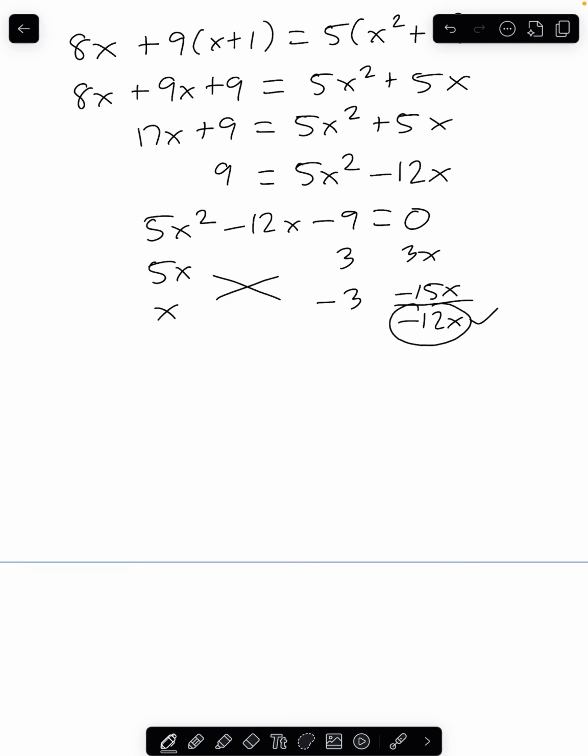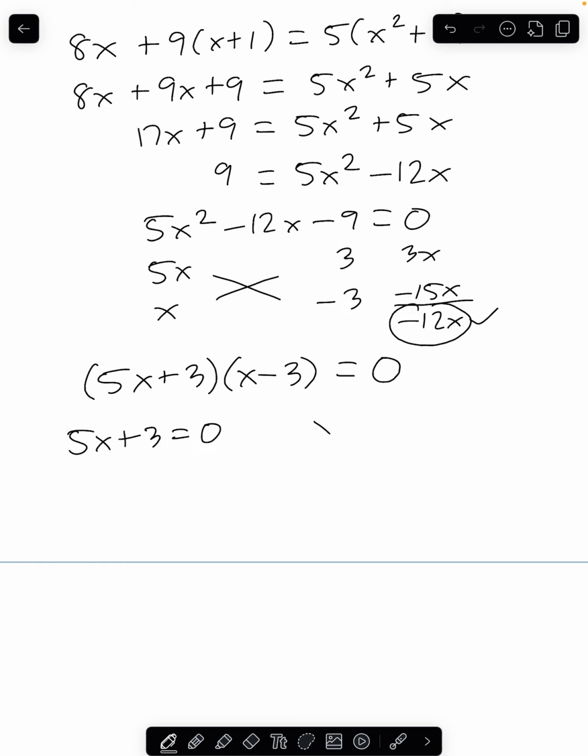So this quadratic factors to 5x plus 3 times x minus 3, and that's equal to 0. Now zero product property: 5x plus 3 equals 0, x minus 3 equals 0. Solve for x: 5x equals negative 3, x equals negative 3 over 5. And on the right side, x equals 3. So these are the two solutions.